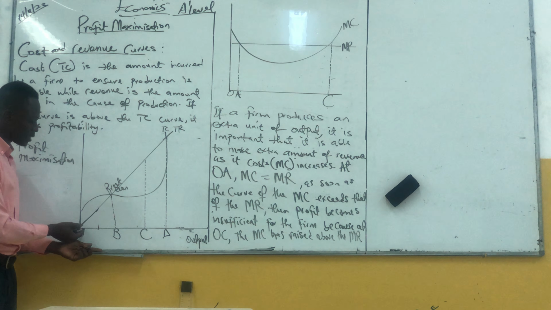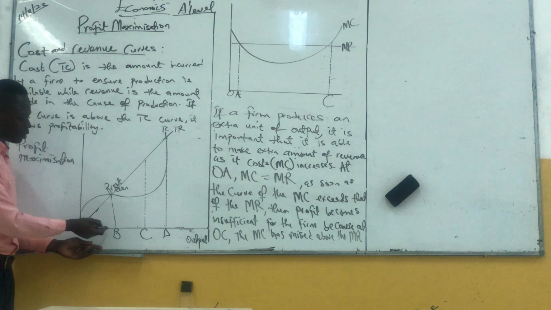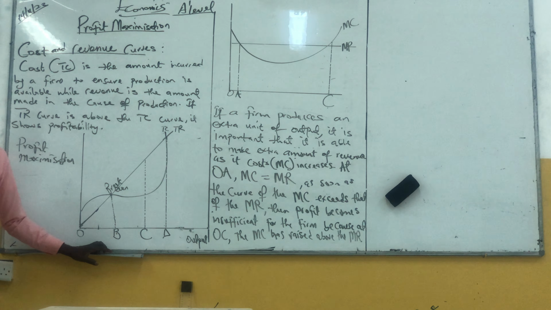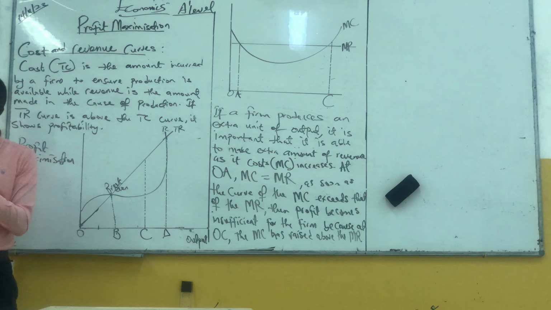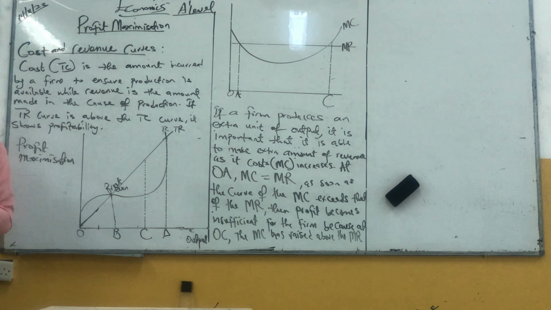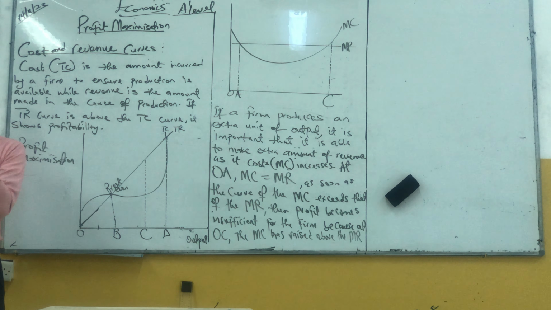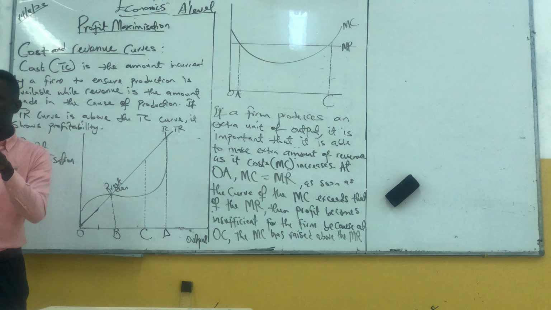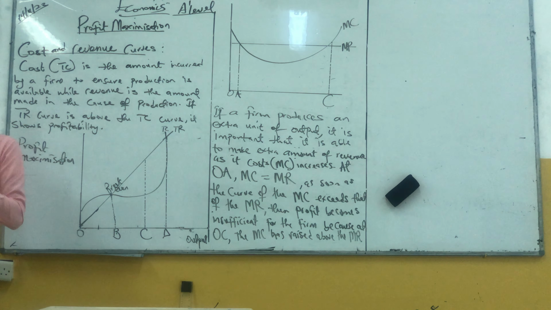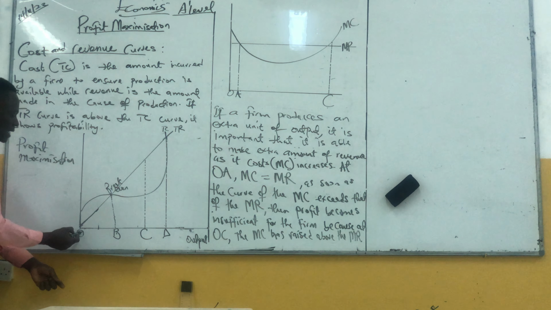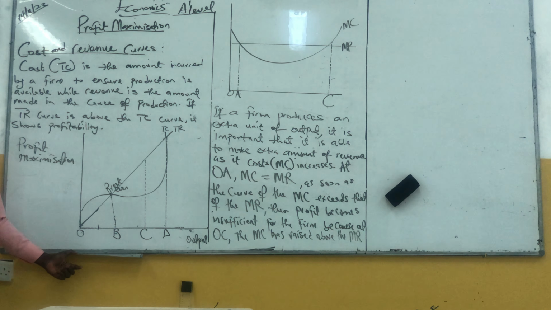So the first point is at OB. At OB, the total revenue and total cost curves meet at this point. This point is what we call the break-even point. When you check your curves for revenue and cost, they are going to meet at certain points. That means the total cost made by the firm is the same as the total revenue. Because it's a curve, they have to meet one way or the other. When they meet, it means the firm has broken even. So the first break-even point is at OB. Do you get the point?